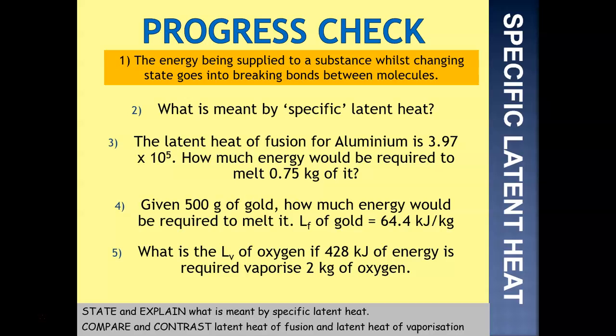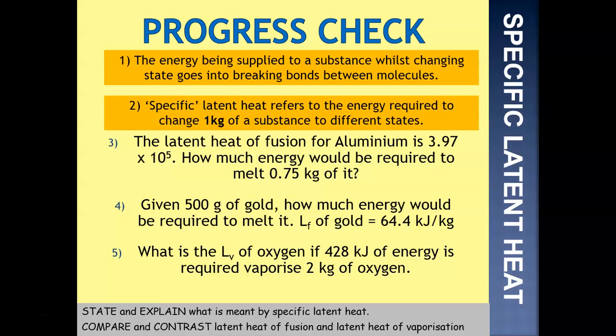What's meant by specific latent heat? Specific latent heat is the energy required to change 1 kilogram of a substance to different states. Again, it's really important that you know it's per mass, so it's 1 kilogram of a substance.